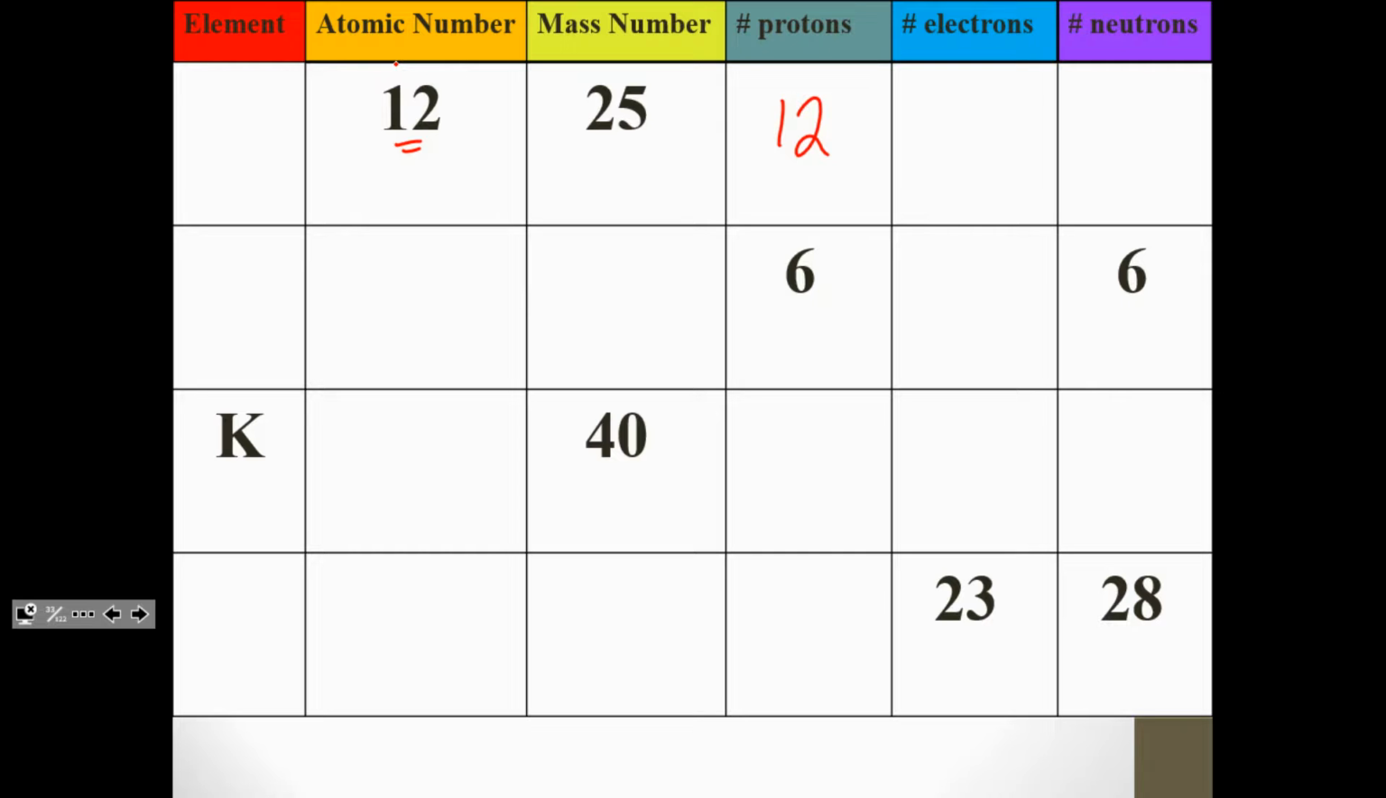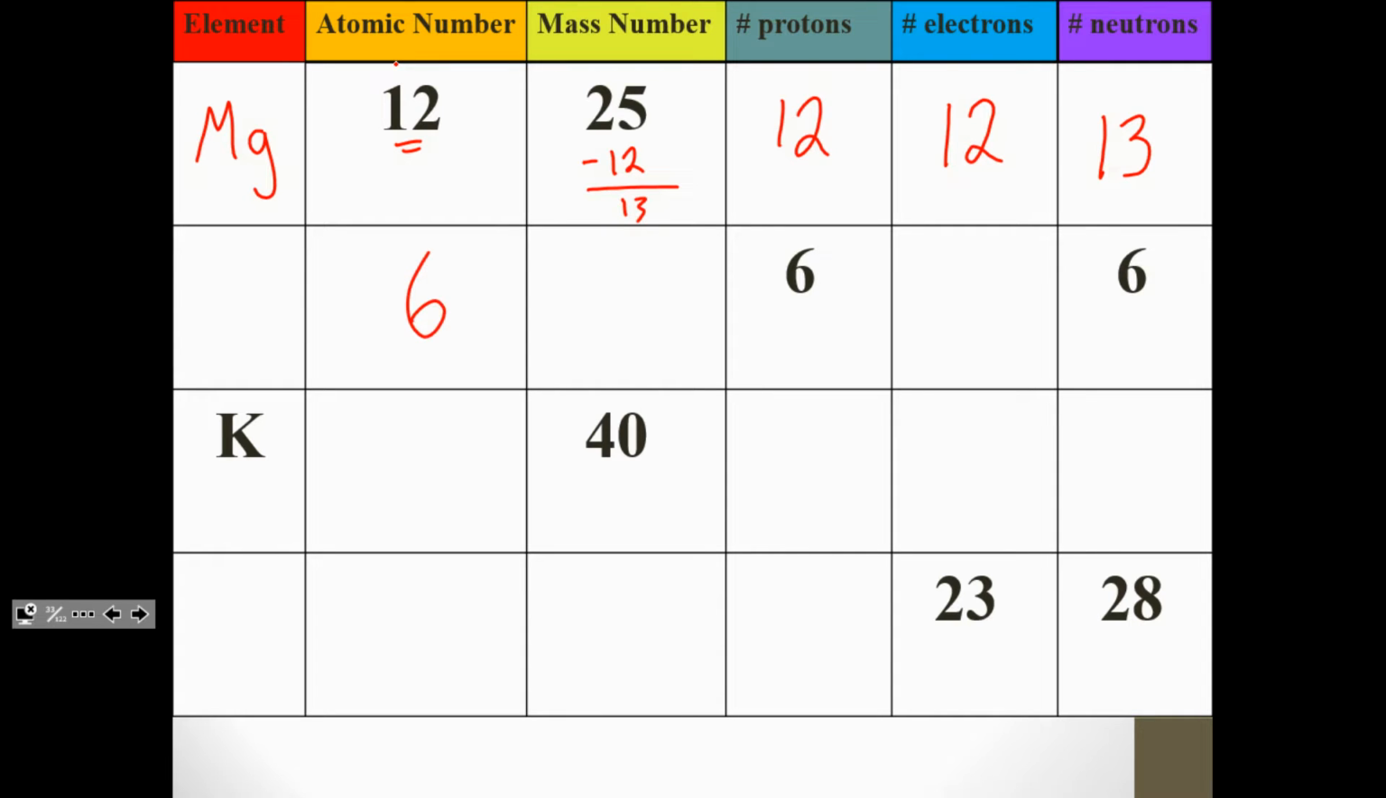The element I can find based on the number. And if we look at the periodic table, element 12 is magnesium. I have a mass number of 25, so I know that if I do the mass number minus the number of protons, that's going to give me the number of neutrons, which in this case is 13. And because we haven't talked about ions yet, the number of protons is going to equal the number of electrons and the atomic number.